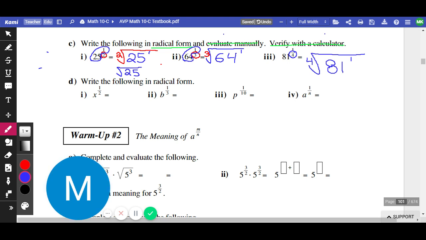Awesome. Go ahead and try the next 4. So see if we can convert them into radical form. I'll give you a minute.